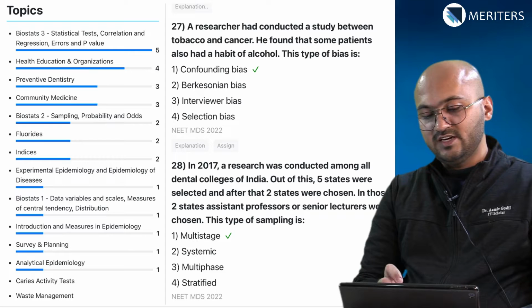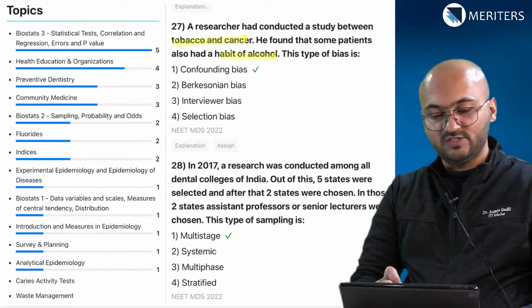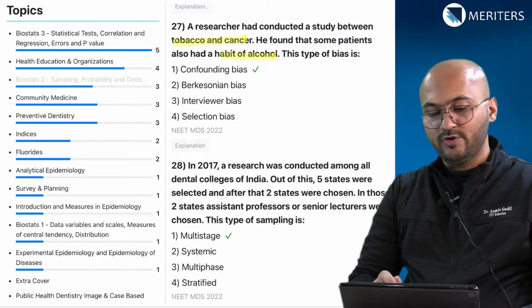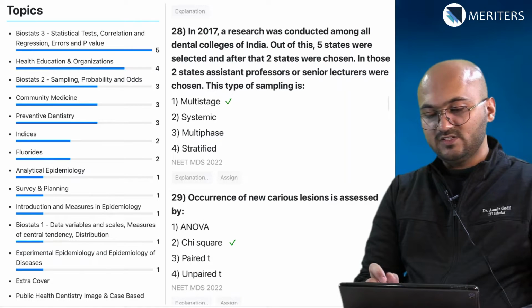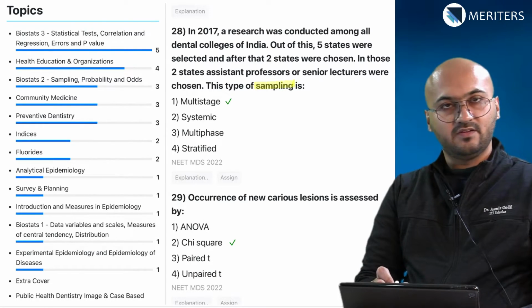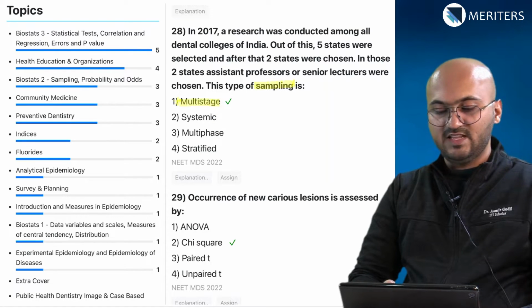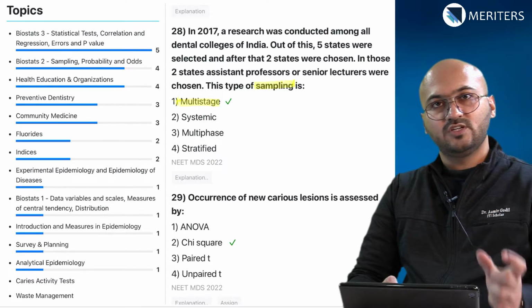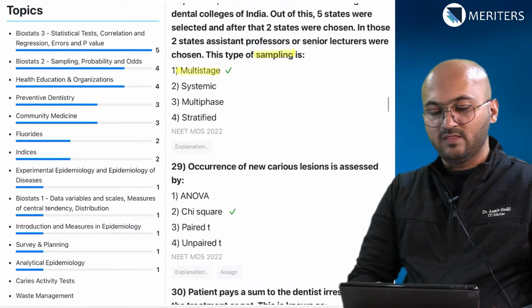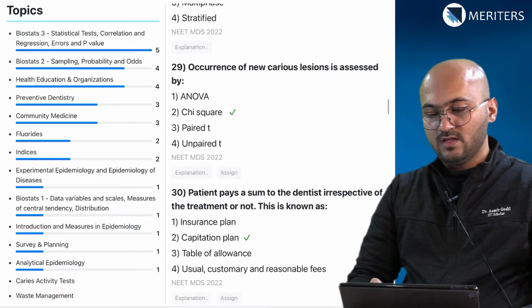Researcher had conducted a study between tobacco and cancer. He found that some patients also had a habit of alcohol, which is a bias. It is a kind of confounding bias. In 2017, a research was conducted among all dental colleges of India, and there is a sampling method that they have described. This is multi-stage sampling. So you can get a lot of applied questions on sampling. They will give you a situation and you have to identify what method of sampling that is.